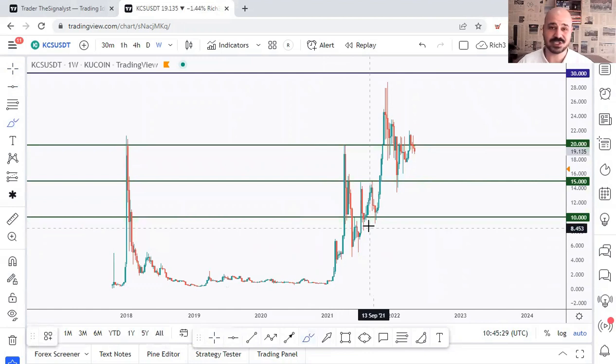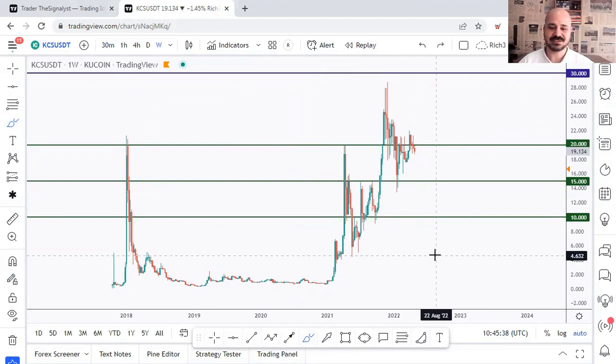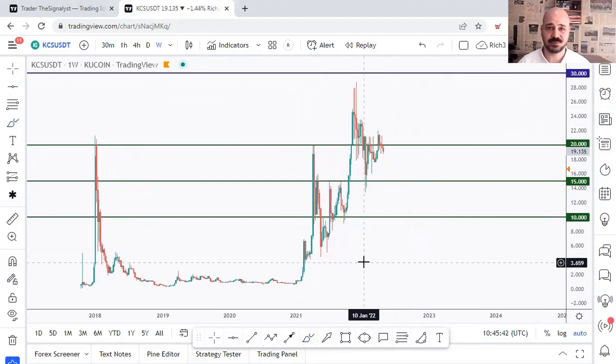Here's our 10, which happens to be also a round number, a support, then broken downward, a resistance, broken upward, support again, and support here as well. So that's it for our support and resistance.